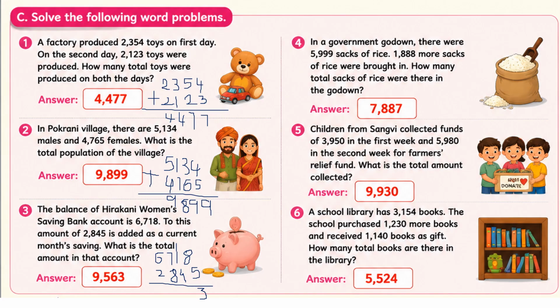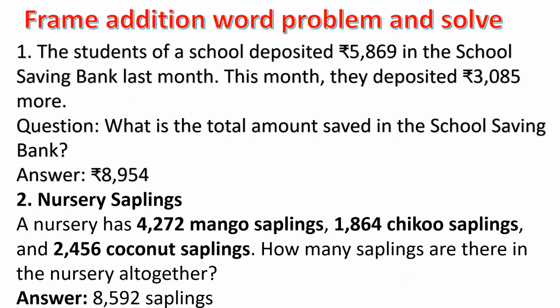4 plus 1 is 5 plus 1 is 6. Then 7 plus 8, 7, 8, 9, 10, 11, 12, 13, 14, 15. So 5 and 1 carry. 6 plus 1, 7 and plus 2, 9. 9,536. Students, why don't you all give a try for these questions and let me know in the comments if you face any difficulty. I'll surely clear your doubts.